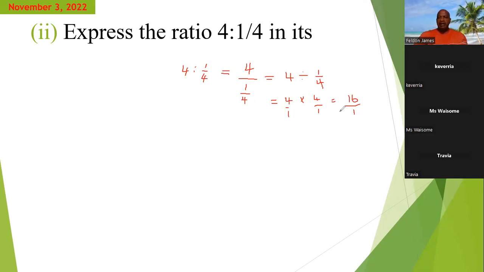And now this fraction, we can express it back as a ratio. So we put the numerator as the first number of the ratio, or the first share, and we then put the denominator of the fraction back as the second number in the ratio. And so the ratio of 4 to a quarter simplifies to 16 to 1. Is that clear, guys?